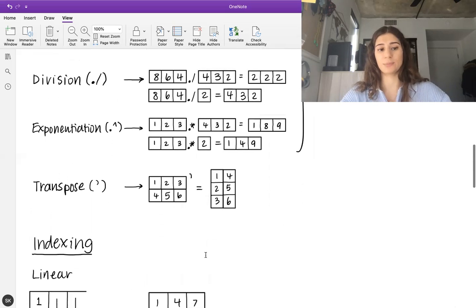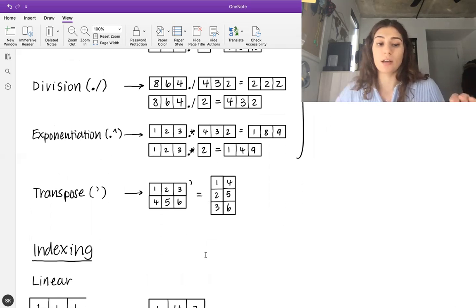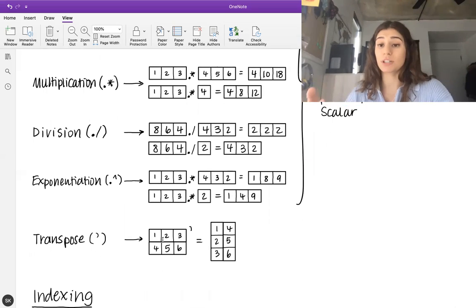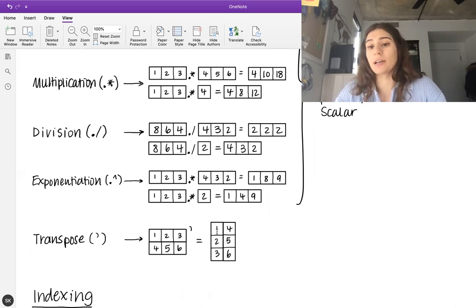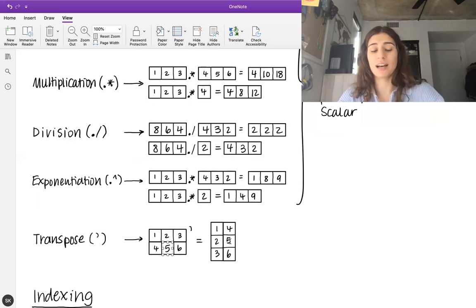And lastly, we have transpose. What transpose does is it takes each element of the matrix and switches its row and column index. So for instance, the 1 is going to stay the same because it's 1 by 1, or 1 comma 1. It's in the first row and the first column. Whereas here we have 5 down here. Since it's in the second row, second column, it's going to stay in the second row, second column.